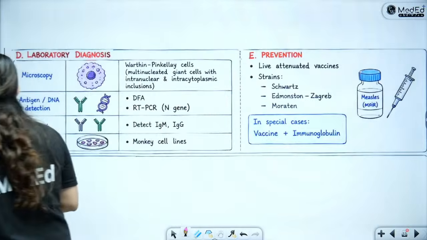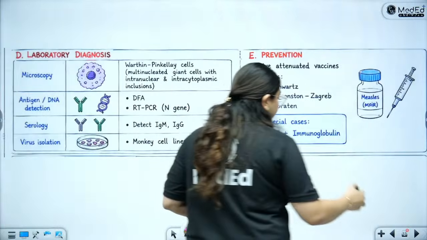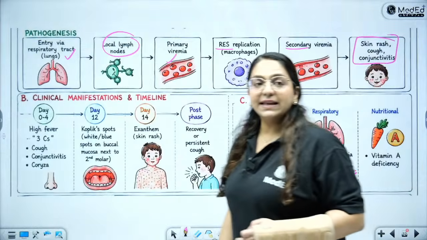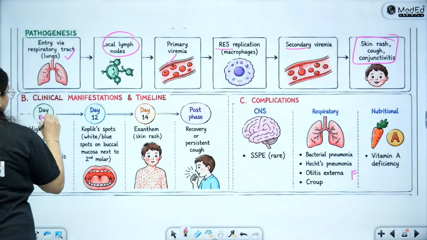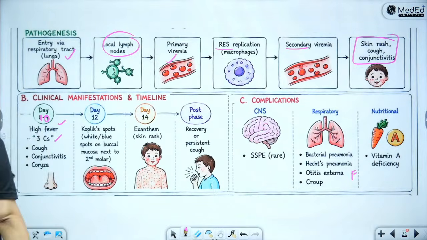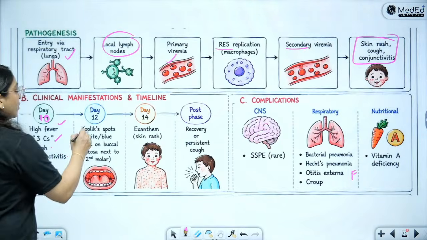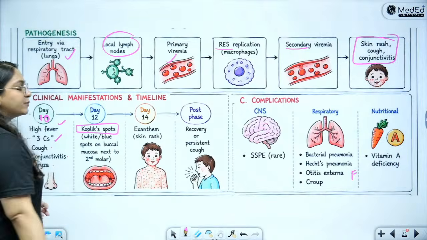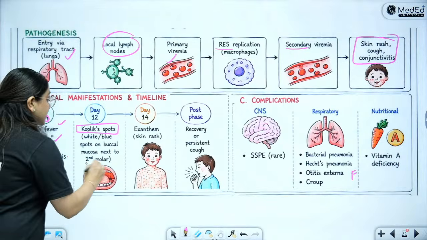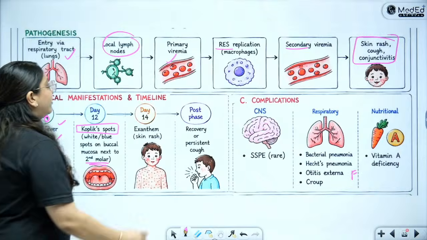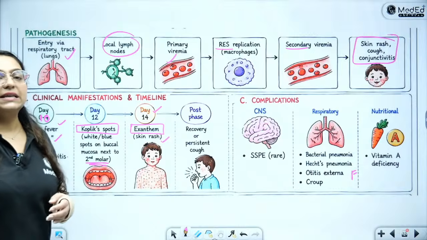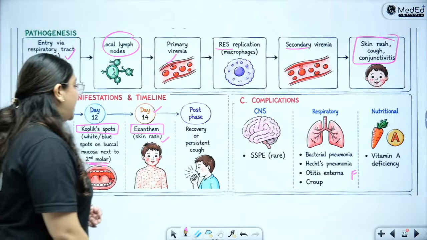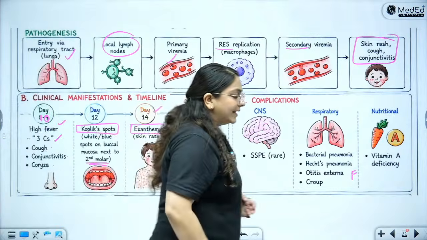So how does it spread? We always make that flow chart for measles. We say that on day 10, you have fever plus three C's: cough, coryza and conjunctivitis. Then on day 12, you have the Koplik spots, which are the whitish blue spots on the buccal mucosa next to the second molars. And on day 14, you have the exanthems, which are the skin rashes, the sandpaper rash. And after that, there can be recovery.